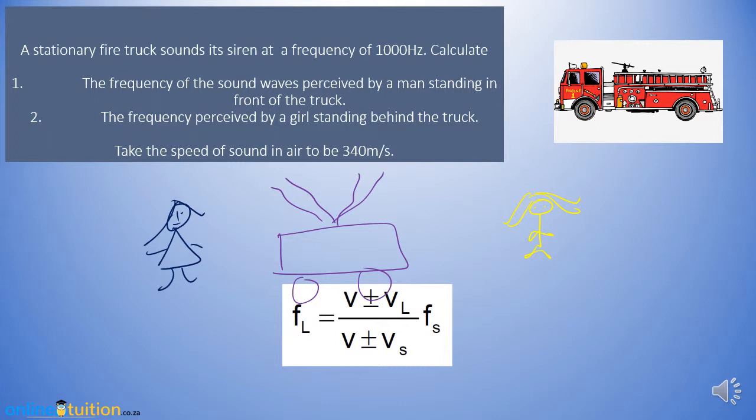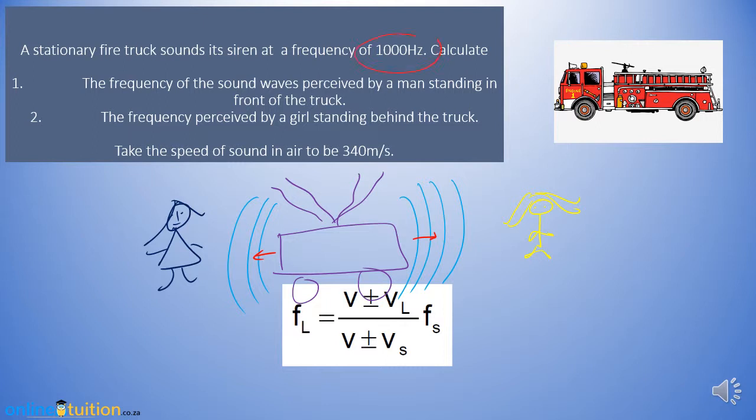Right, so now let's analyze the situation here. The truck's giving off a sound wave, so they're going to go out like this, and it's going to go out like this at a frequency of 1000 hertz. So my question to you would be, whether you're standing behind the truck, in front of the truck, on the truck, under the truck, because everything is stationary except for the sound waves, what frequency would you expect to perceive as this fire truck emits sound waves?